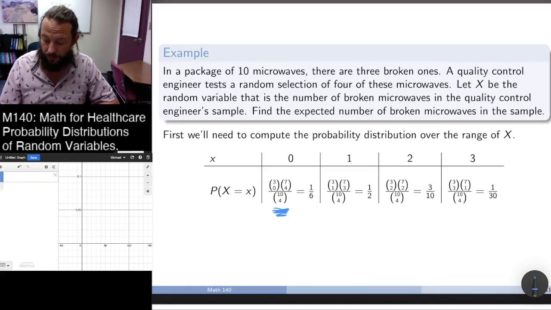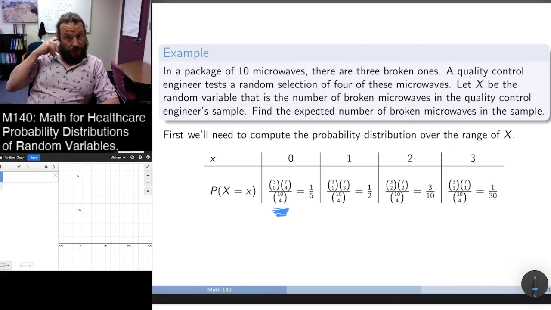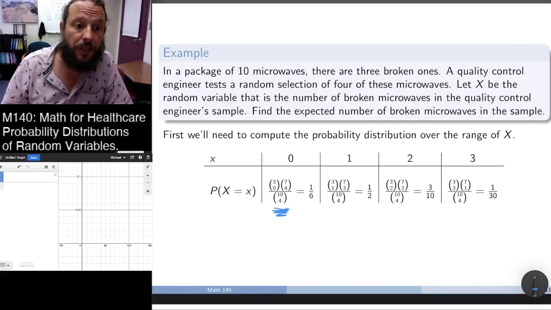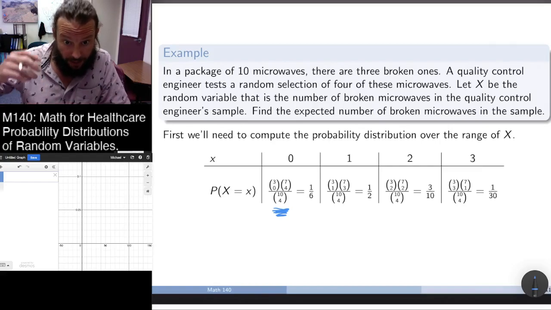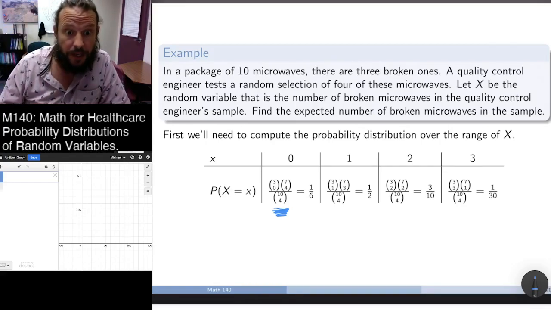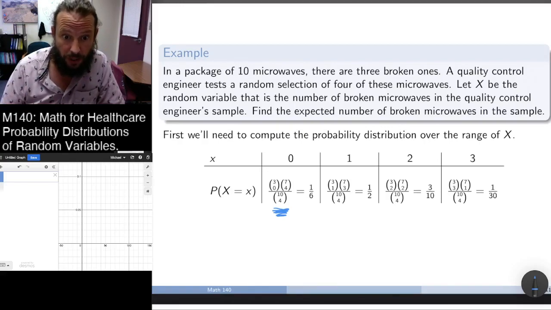And so on for the probability X is 1. That's going to be 3 choose 1 times 7 choose 3 divided by 10 choose 4. Remember with these, the 7 and 3 has to add to the 10. The 0 and 4 has to add to the 4. The 1 and 3 has to add to the 4, so on and so forth. All right, so that's our probability distribution here. Now, we could see here, this is not going to be symmetric like the coins.